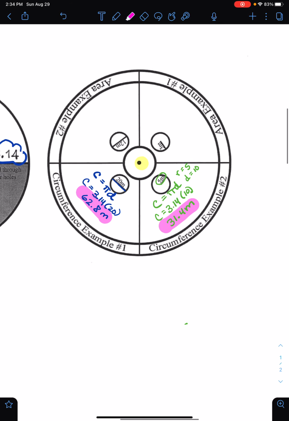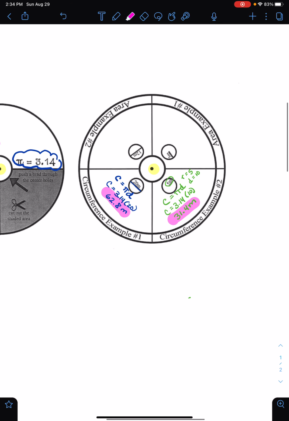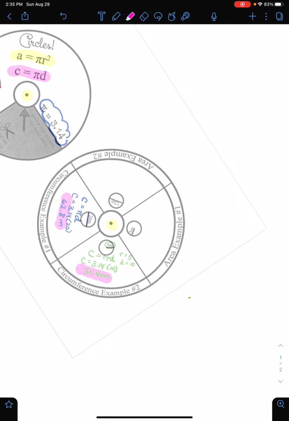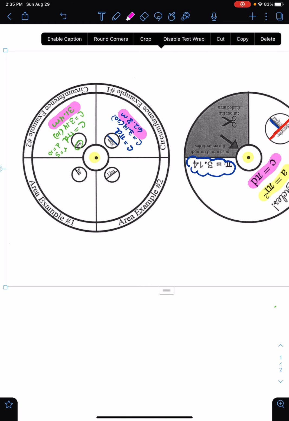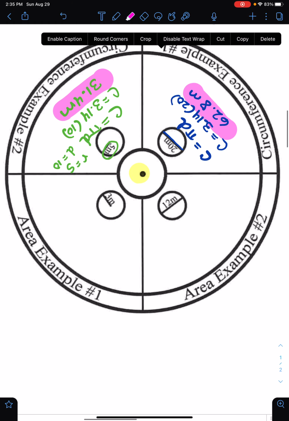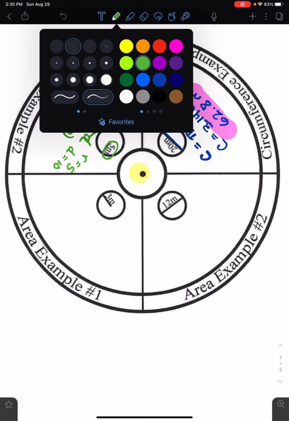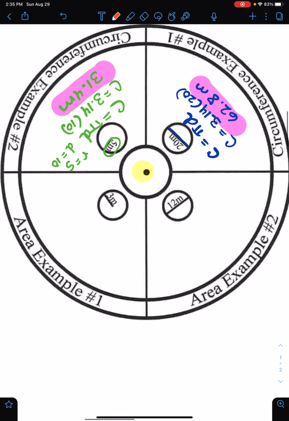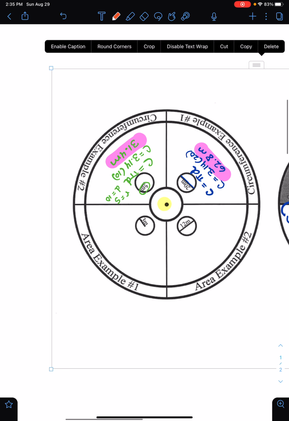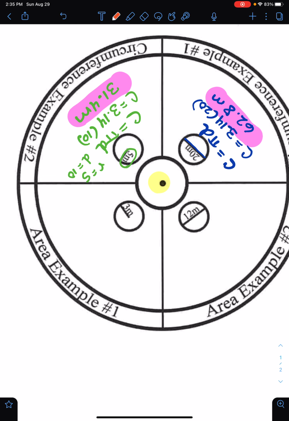All right, let's move on to area. Remember that area of a shape is the distance inside. So the area formula is, the formula for the area of a circle is pi times the radius squared. The radius in this circle is 3, so 3.14 times 3 squared.